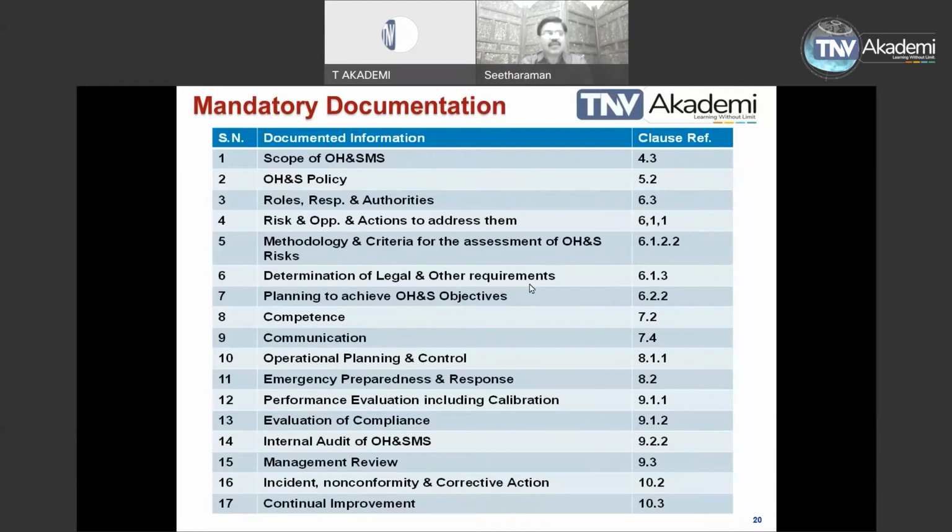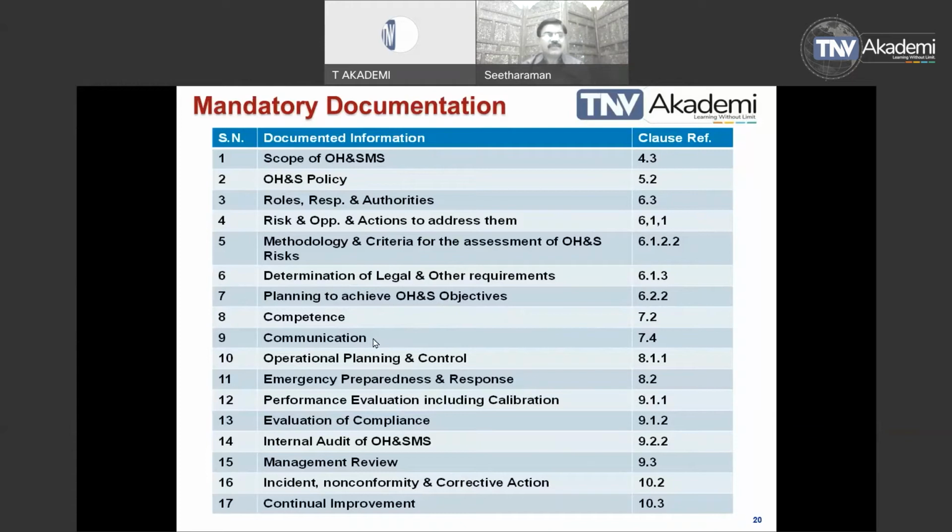Then determination of legal and other requirements. So any organization going for ISO 45001, any occupational health and safety related requirements from a legal point of view have to be determined under this clause. Then planning to achieve objectives, the OHS objectives, that is as per 6.2.2. Then competency of employees, the training records to improve their competency, that has to be maintained under 7.2. Then communication, whatever communication we give, all those records have to be maintained. These are very important communications with regard to injuries reported or emergency drills conducted. All that communication we have to give to the relevant authorities. So that is also to be maintained.